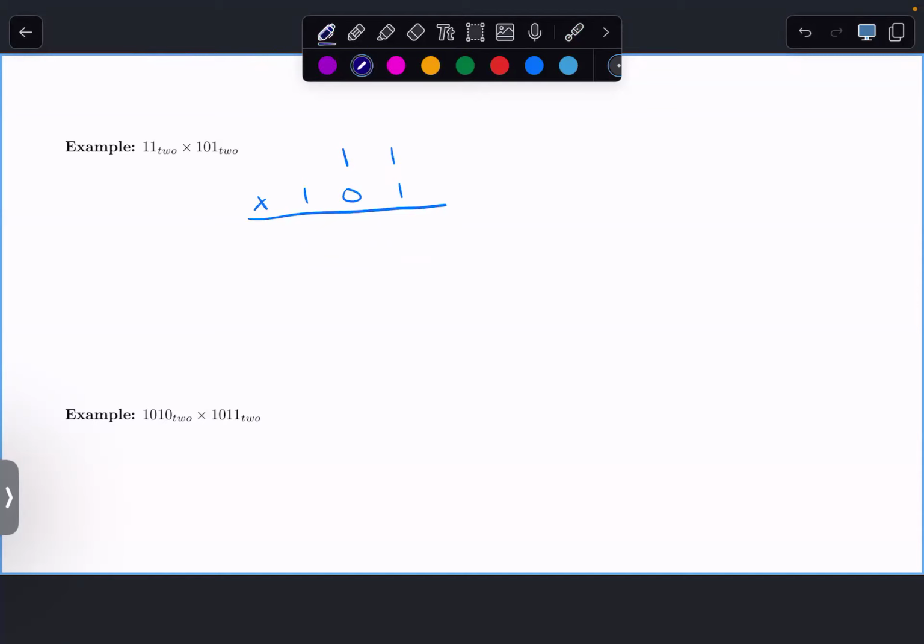Let's see if I can use a different color here. So 1 times 1 is 1. 1 times 1 is 1. 0 times 1 is 0. 0 times 1 is 0. 1 times 1 is 1. 1 times 1 is 1. To make sure my stacking is good. And then 1 times 1 is 1 again. And then I add those, right? 1, 1, 1, 1, base 2.